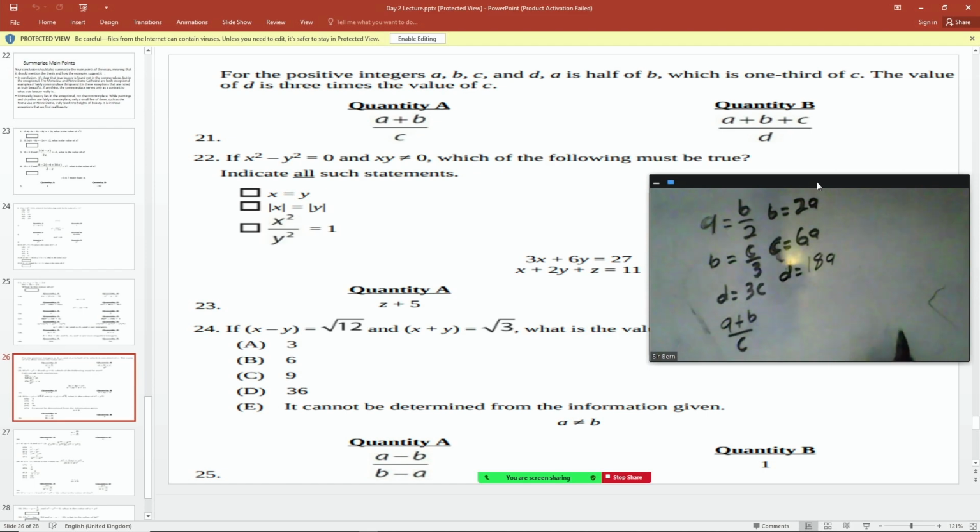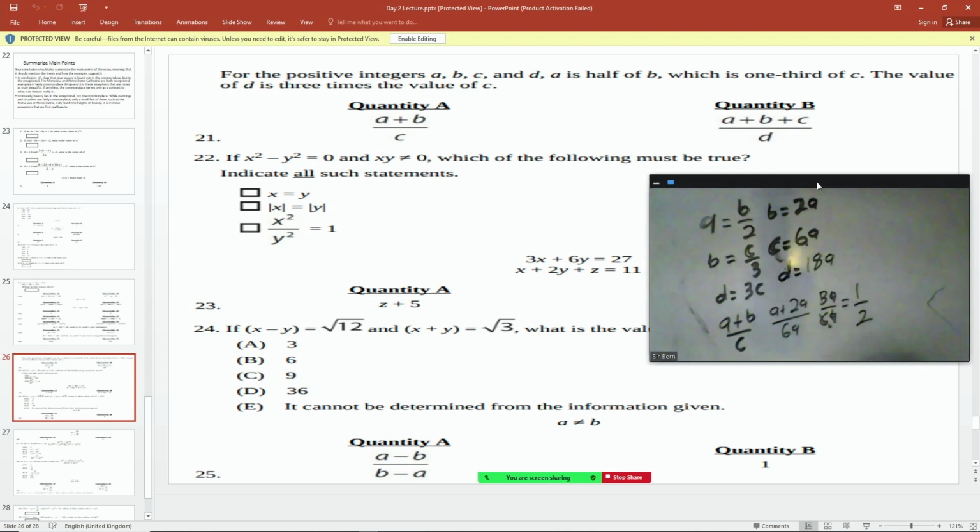So working out quantity A, we'll have a plus 2a divided by c, which is 6a. So a plus 2a will give us 3a. 3a over 6a, a will cancel a. 3 goes into 3 once, 3 goes into 6 twice. So we'll have a half for quantity A.